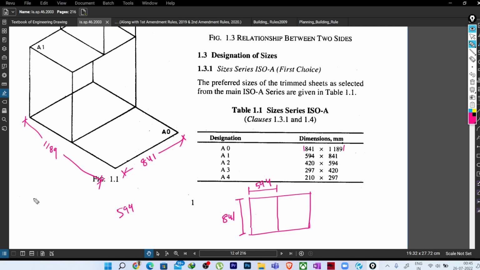If you just divide this 1189 by 2, how much will it be? Will it be 594? Just check once.